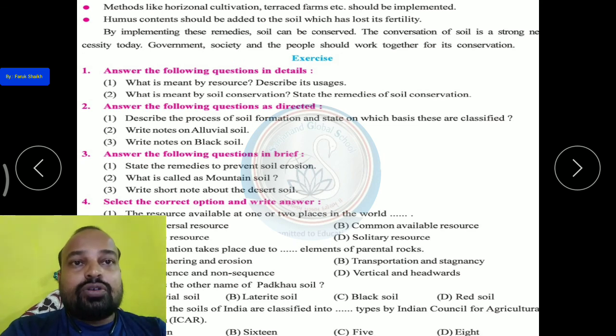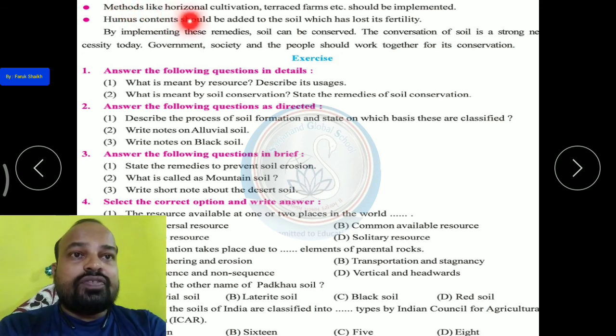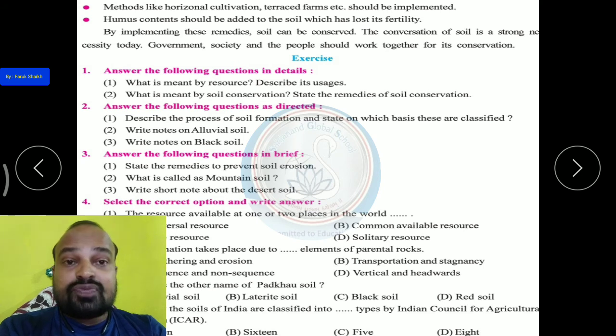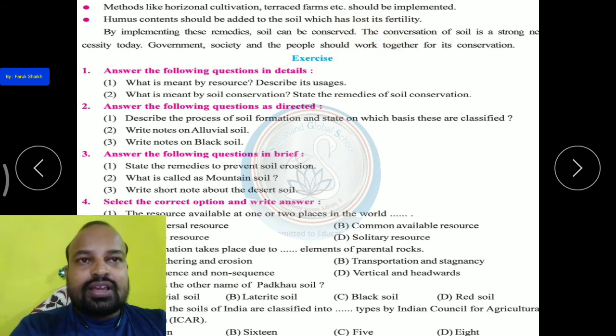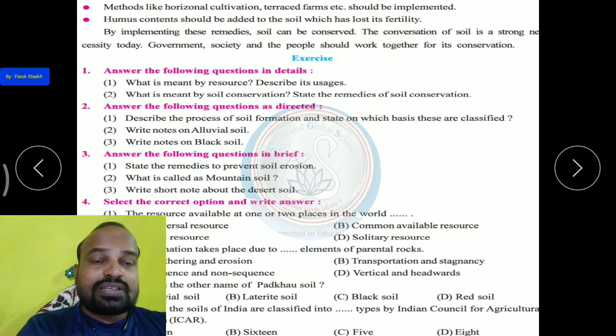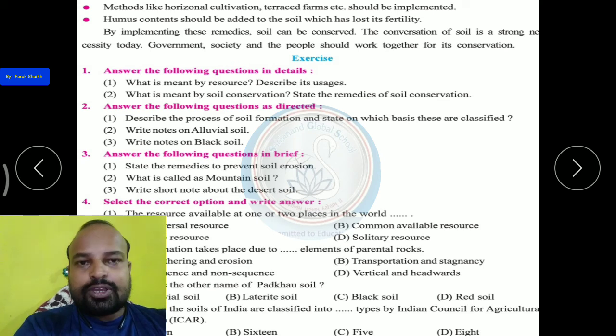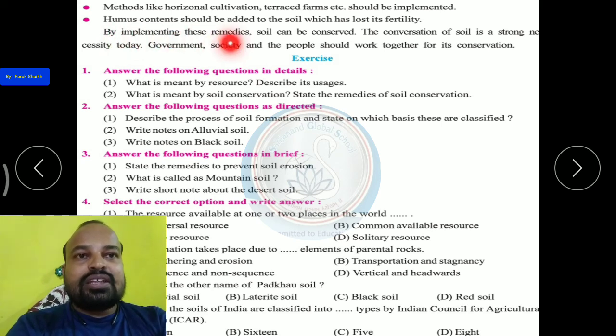Okay, now methods like horizontal cultivation and terrace farming will be implemented in sloping regions. Humus content should be added to the soil, which increases its fertility. Okay, because of this the fertility of the land should increase. By implementing these remedies, soil can be conserved.